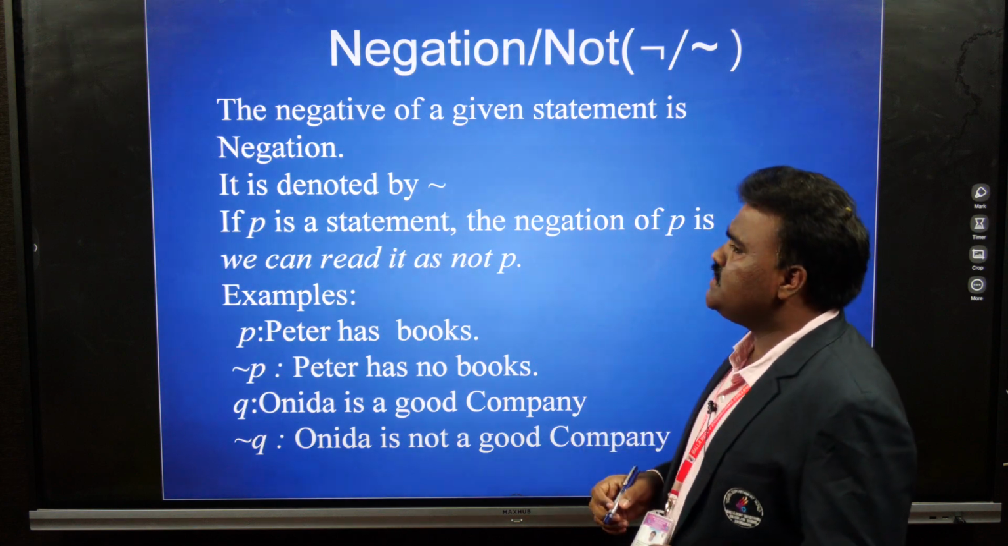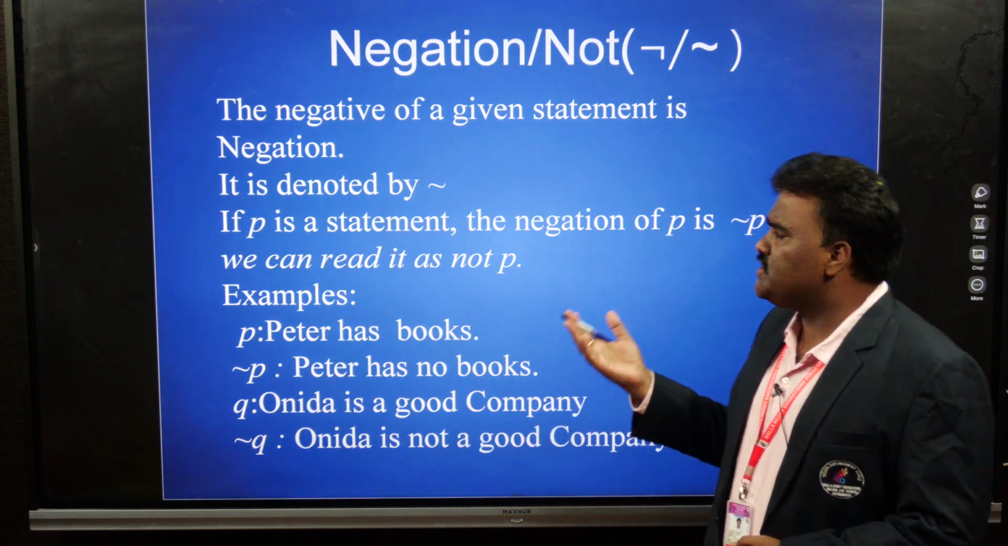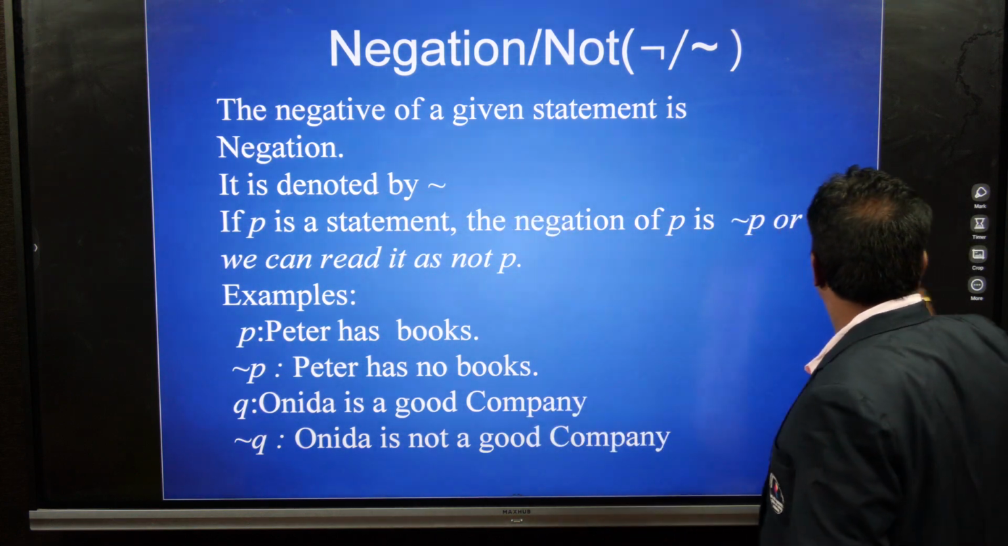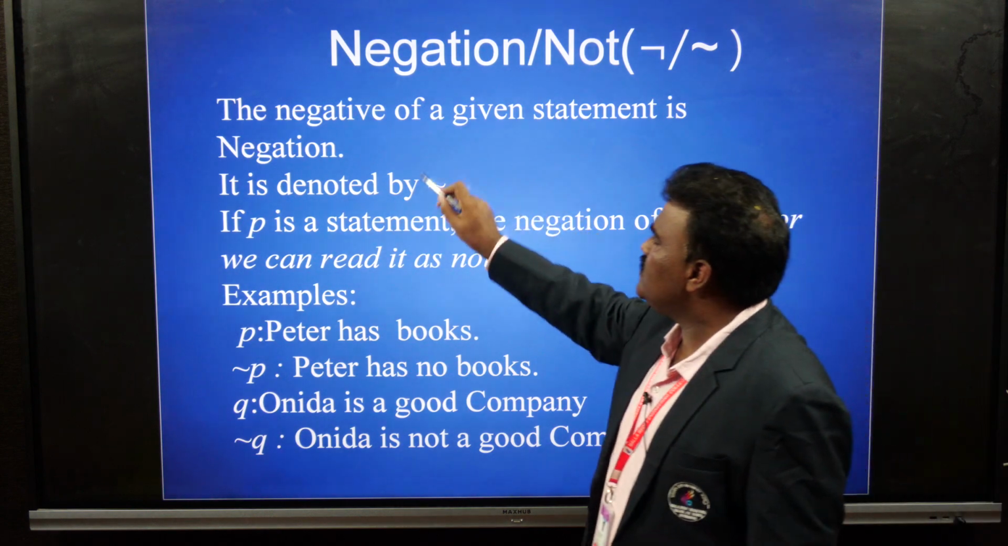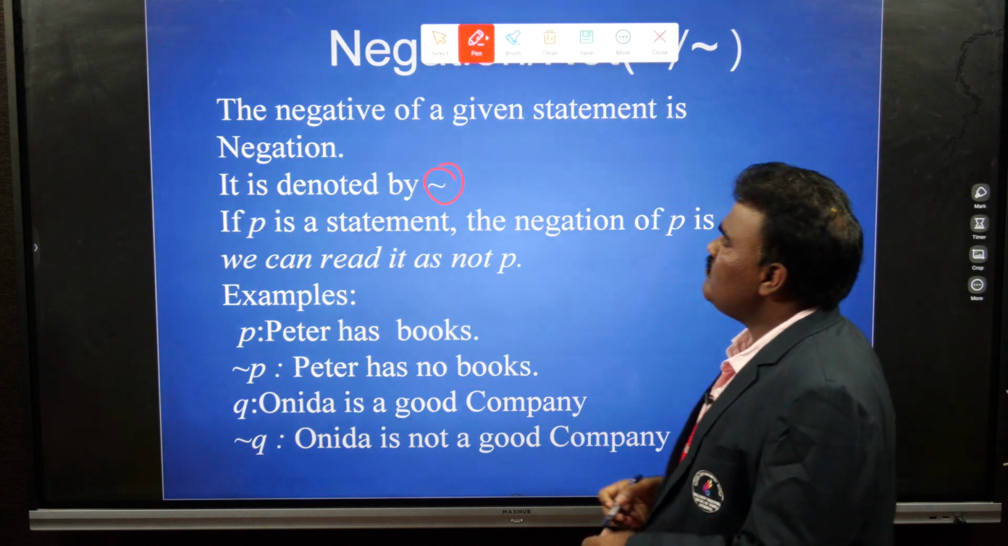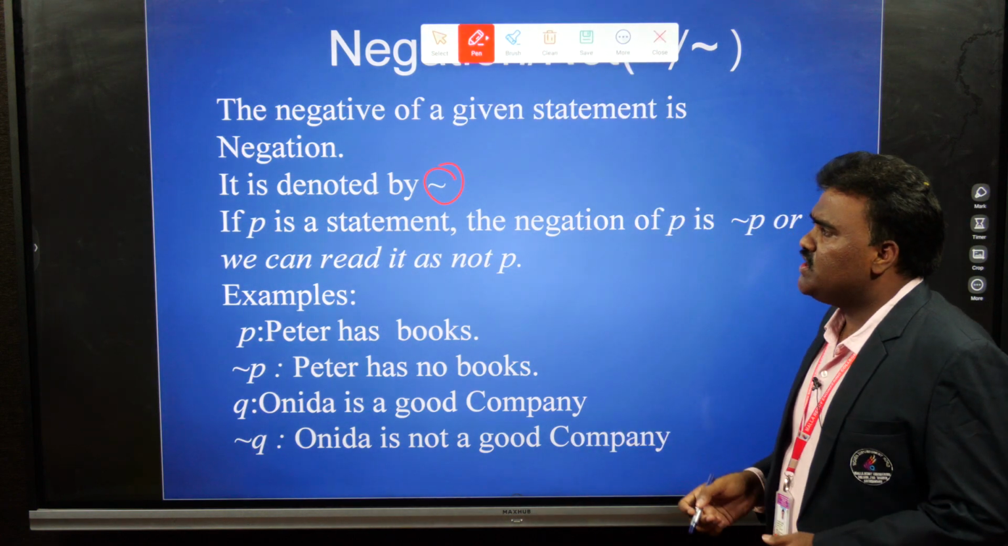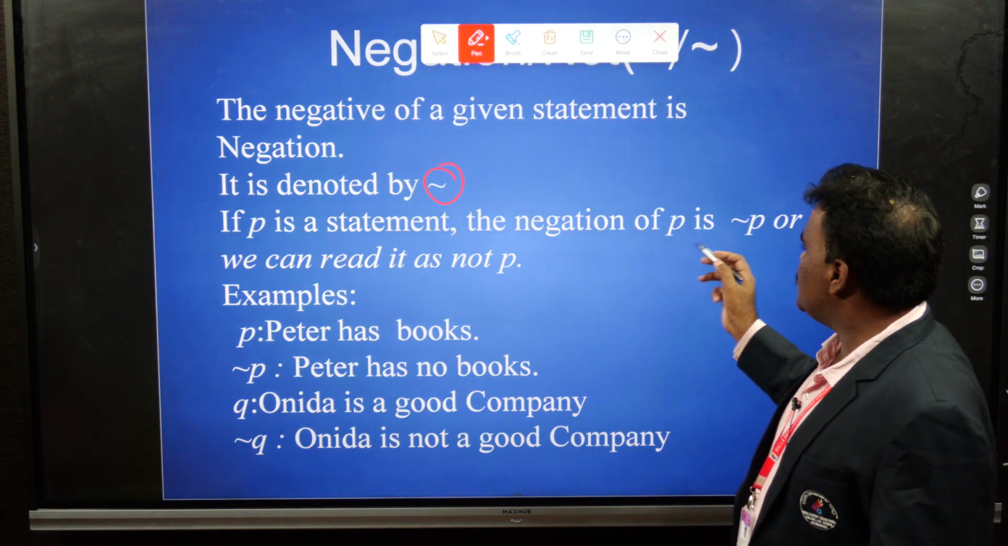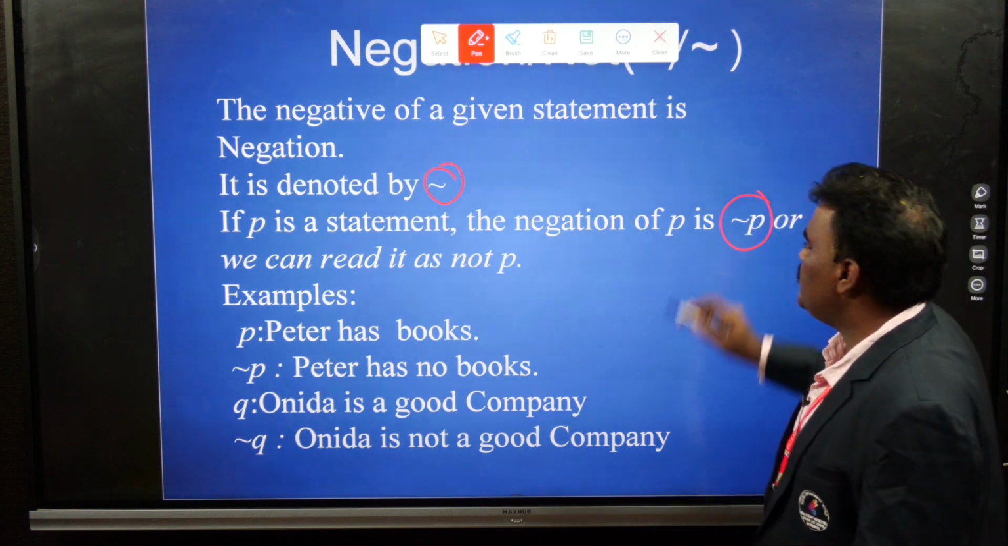So first we will see what negation is. Negation is denoted by a symbol like this, which is also called NOT. If P is a statement, the negation of P is represented like this.